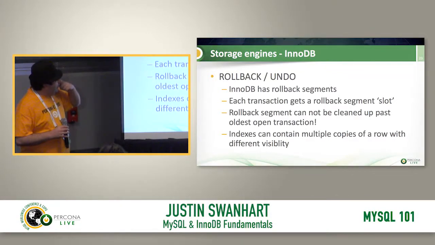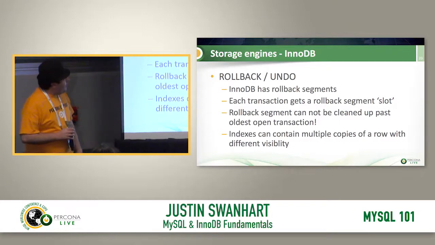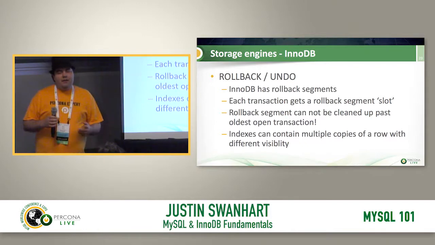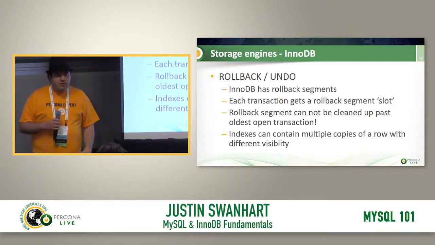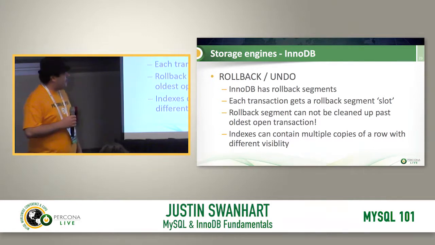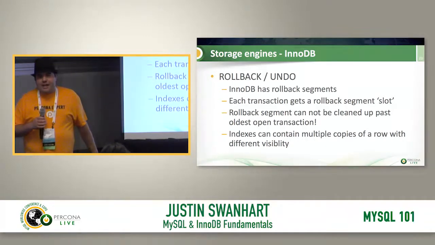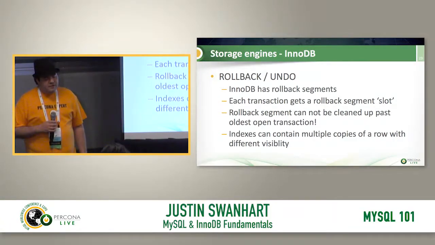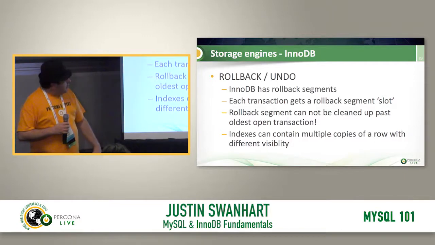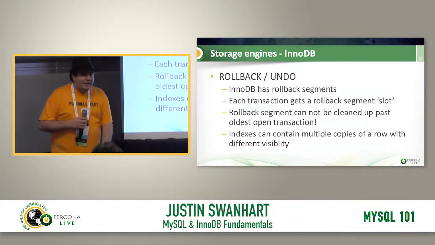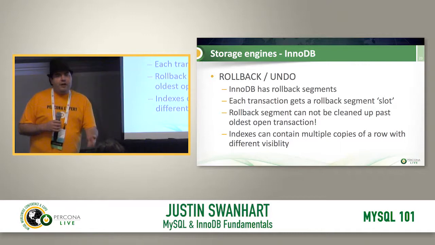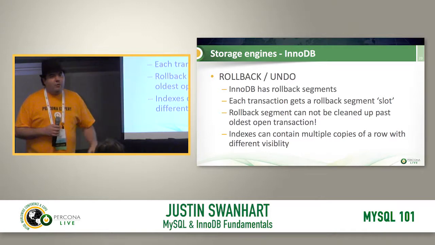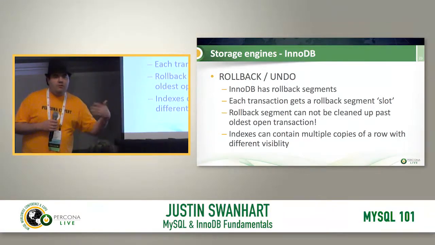So rollback and undo, they're the same thing. InnoDB has rollback segments. In the past, there was only one rollback segment, but now it comes with 128 by default, which should probably be more than enough for anybody. It's like 150,000 concurrent transactions or something. Every transaction gets a slot in one of these segments. The rollback segments can't be cleaned up past the oldest running transaction. This is extremely important because the more history you get, the more data the database has to look through, and the slower and slower things get.